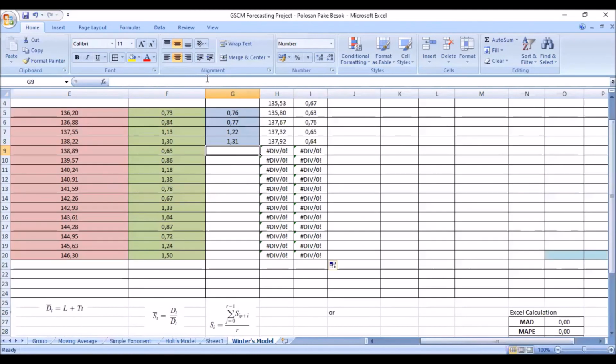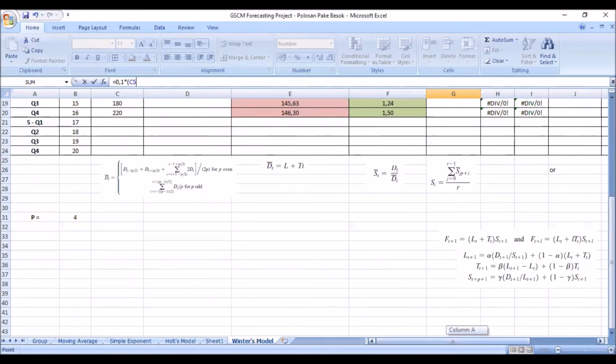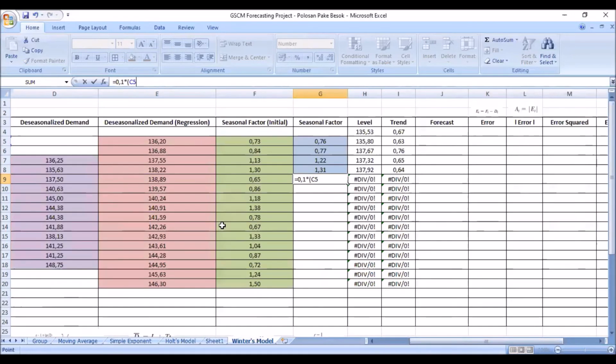the first period divided by the level of the first period, and then plus 1 minus gamma multiplied by the first seasonal factors. No, sorry, multiplied by the seasonal factors. So in this one, just click on the first demand and then the first level, and plus 1 minus gamma multiplied by the four seasonal factors.